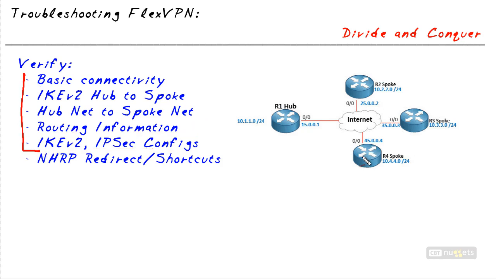However, if our traffic is still going over the hub and we want to make sure it goes directly spoke to spoke, for example, traffic from the 10.2.2 subnet to the 10.4.4 subnet, optimally that would go directly back and forth. And what would cause that not to work?